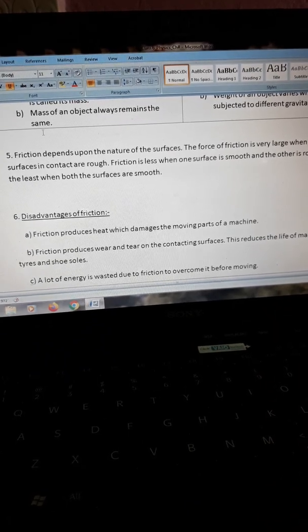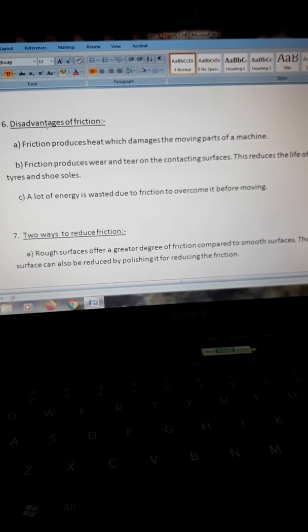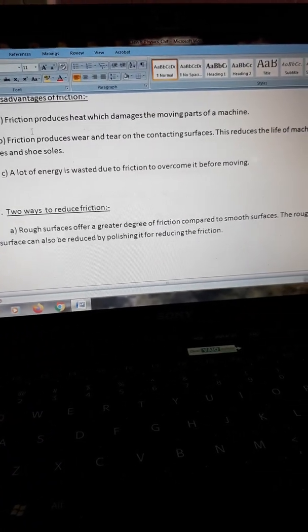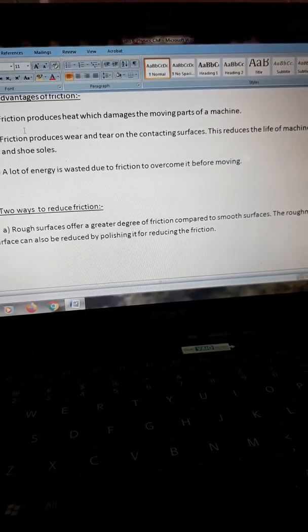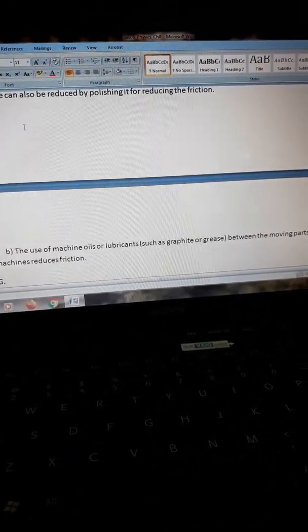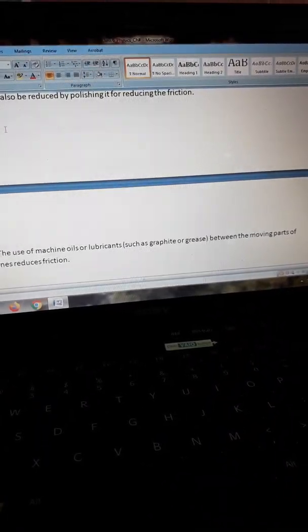Okay. Next, question number 7. Describe 2 ways by which friction can be reduced. So friction can be reduced in 2 ways. I have written 2 ways here. A: Rough surfaces offer a greater degree of friction compared to smooth surfaces. The roughness of a surface can be reduced by polishing it, for reducing the friction. And then B: The use of machine oils or lubricants such as graphite or grease between the moving parts of machines reduces friction.